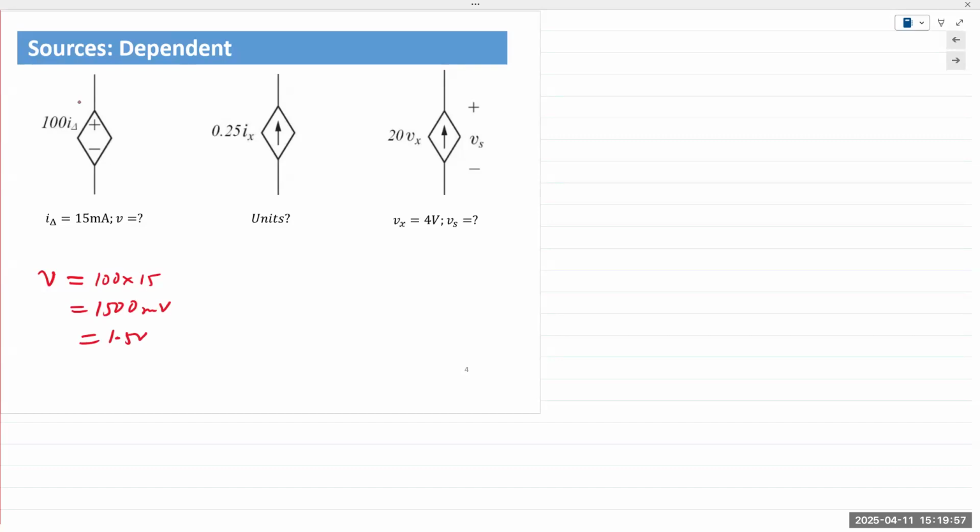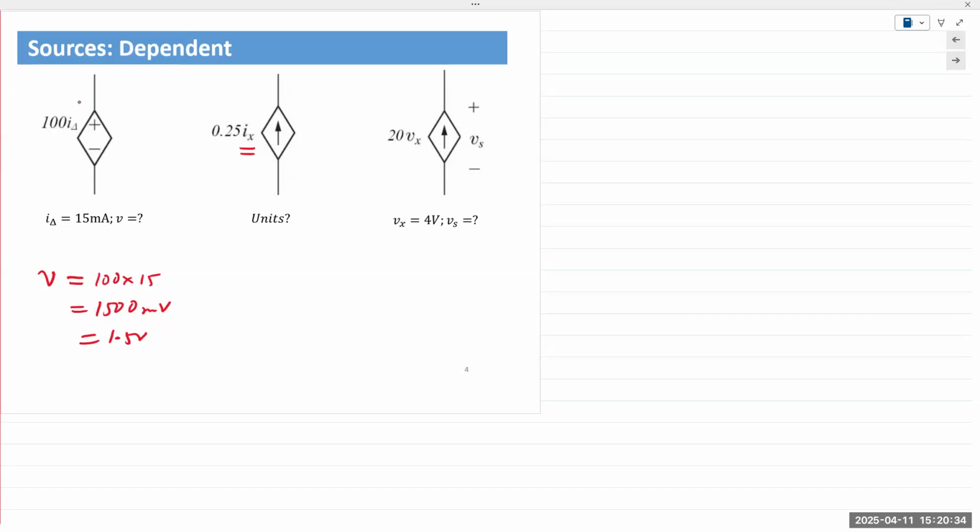How about the second one? Arrow inside, so it's a current source, yes. But the question is, what are the units? Because the dependency is on the current. The dependent source is supplying 0.25 IX. So the units, and we haven't talked about it yet, it depends on a quantity, right? So it's always per, meaning voltage per amps, voltage per volts, or amps per amps, or amps per volts.